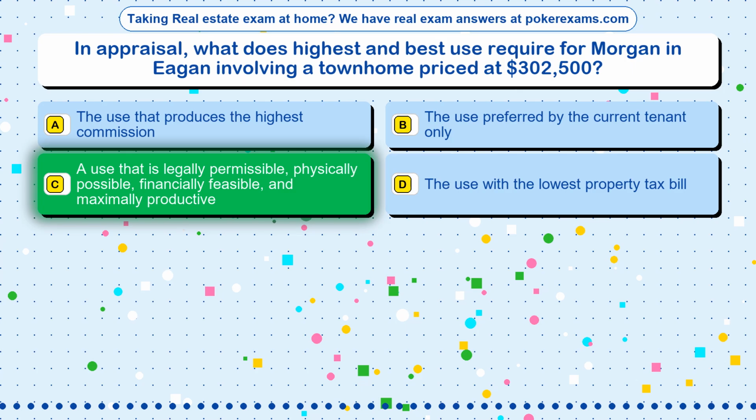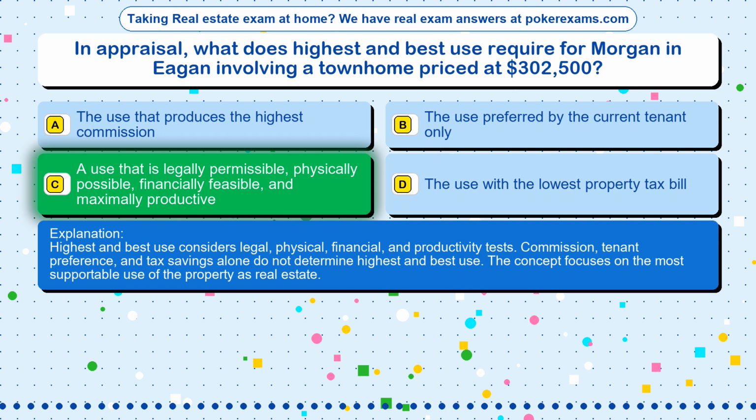The correct answer is option C, a use that is legally permissible, physically possible, financially feasible, and maximally productive. Highest and best use considers legal, physical, financial, and productivity tests. Commission, tenant preference, and tax savings alone do not determine highest and best use. The concept focuses on the most supportable use of the property as real estate.